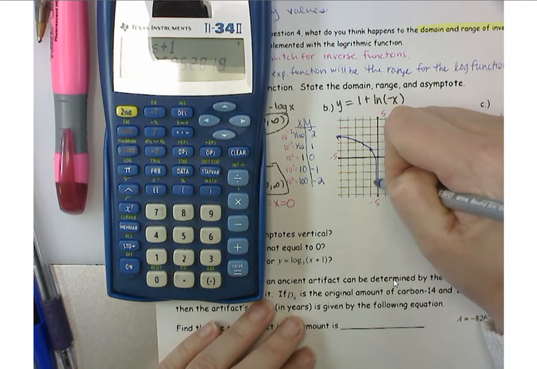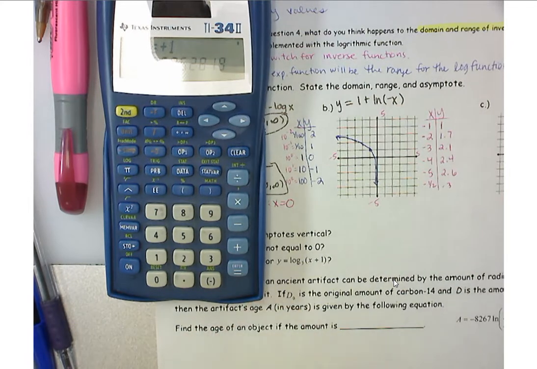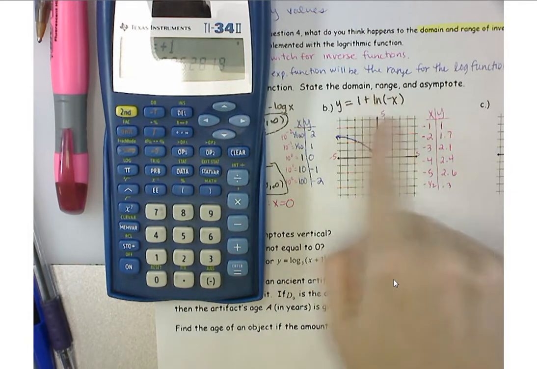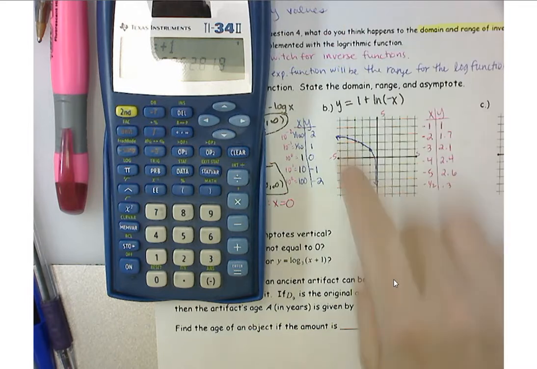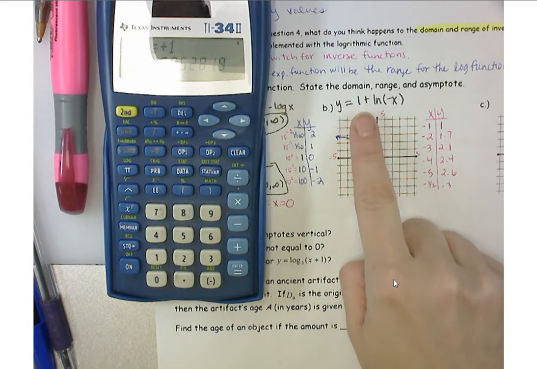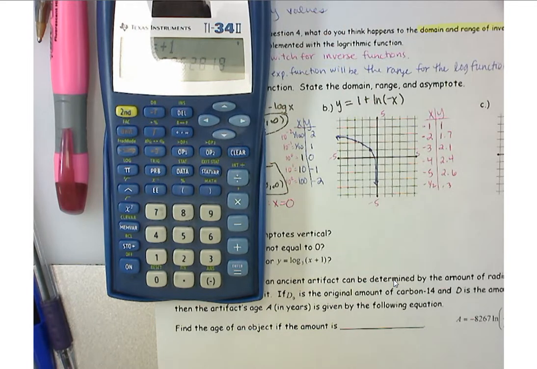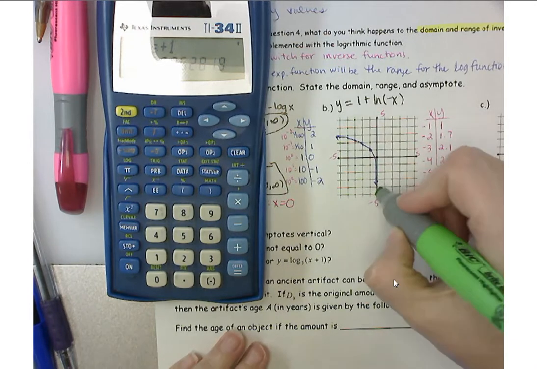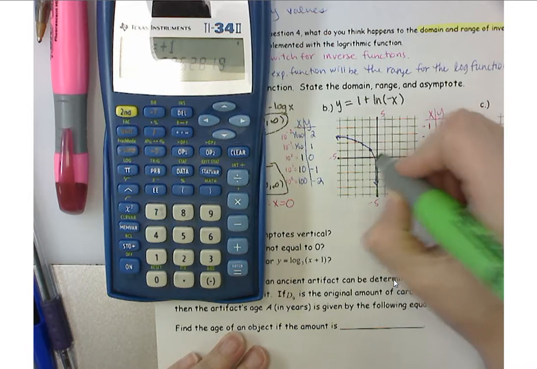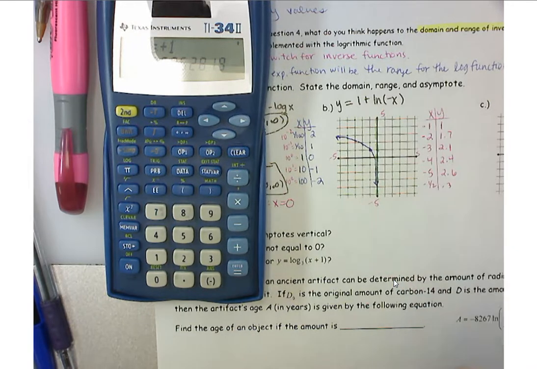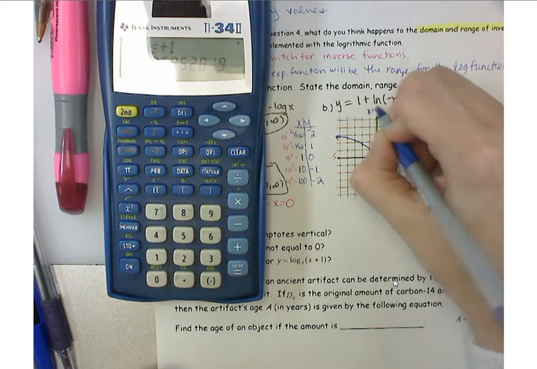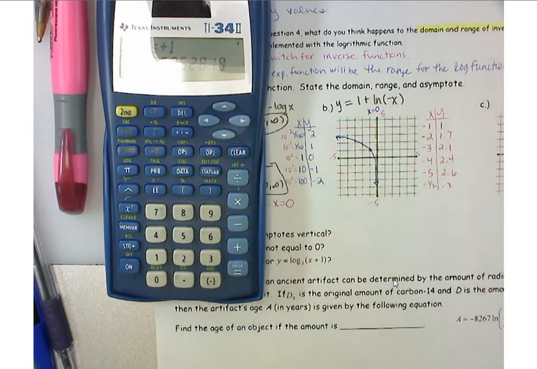Where's my asymptote going to be here? It's still at x equals 0. Remember when we did this with our exponential functions, it was tied to this number, right? So I guess that doesn't happen for this, because it's not 1, it's still going to be x equals 0. Do you guys know what it's tied to? Yeah, it's tied to what's inside the parentheses.